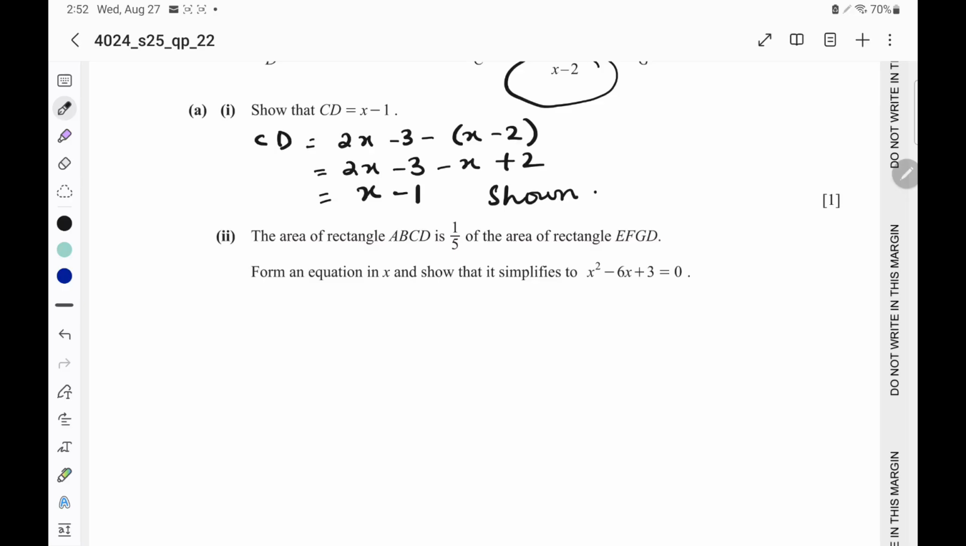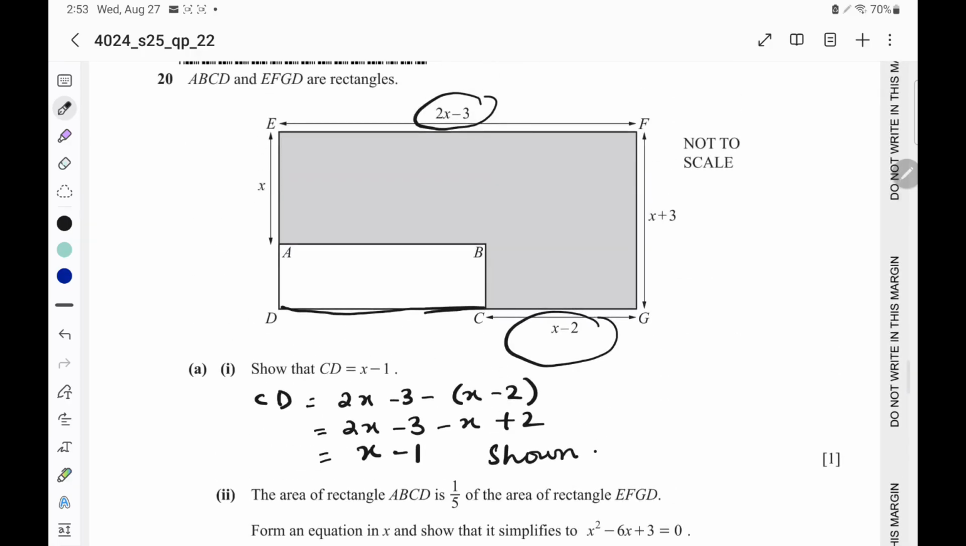Form an equation in x, and that simplifies to x squared minus 6x plus 3. So the area of the rectangle ABCD, just see what ABCD is. What are the measurements for ABCD? We have already known that D to C is x minus 1. Okay, and then afterwards, let's see what AD is.